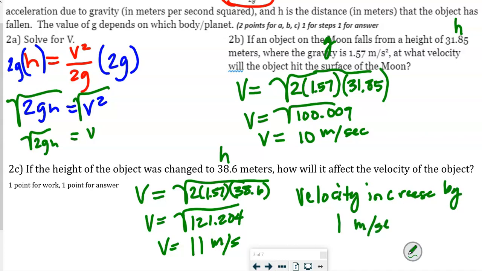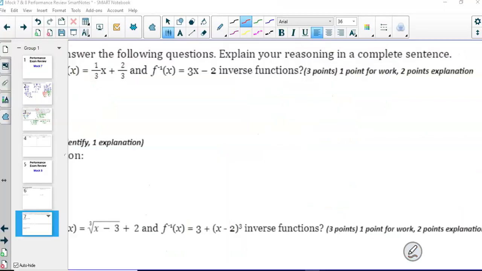How did I know that? Because what we would do here is we would take the 11, we would subtract the 10, and we would get the 1.